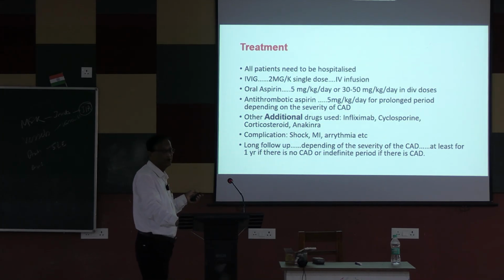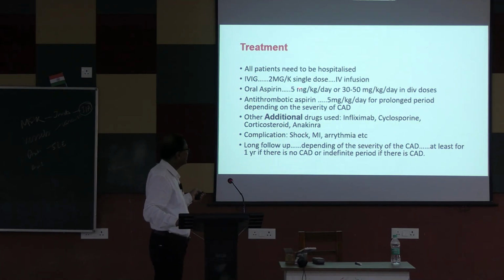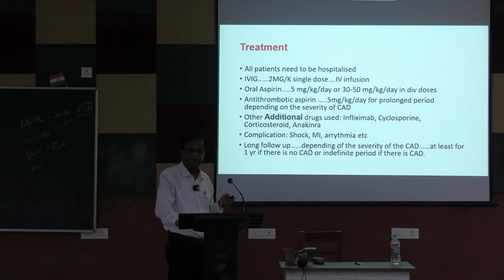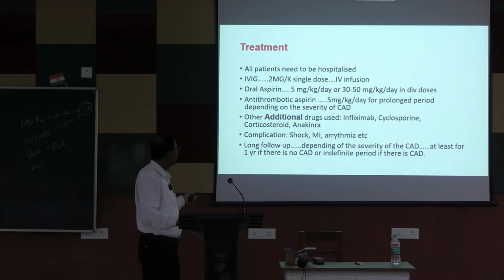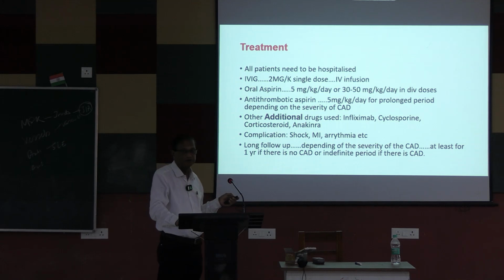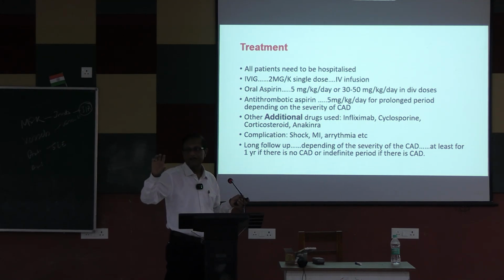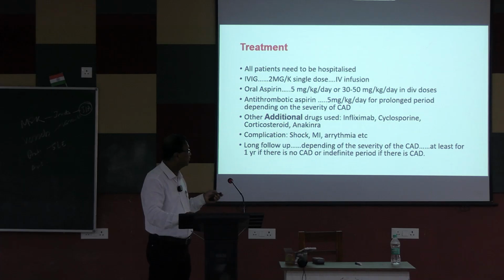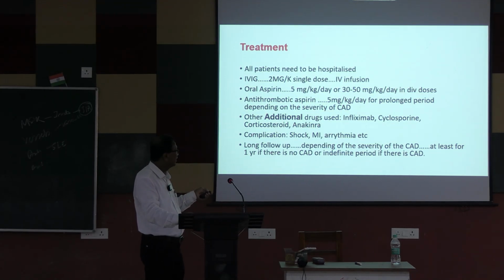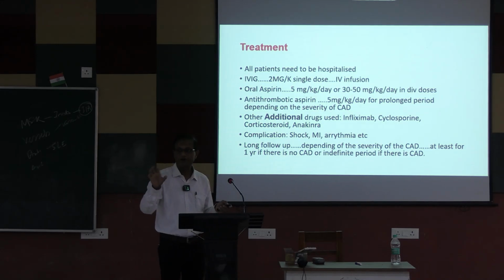Treatment: all patients need to be hospitalized, that is to be kept in mind. IVIG 2 gram per kg single dose IV infusion is the treatment of choice. Along with that, oral aspirin, there are two schools. One school uses 5 milligram per kg per day, another uses 30 to 50 milligram per kg in divided doses, till the fever subsides and thereafter CRP becomes normal. Then you again have to give an antithrombotic dose of aspirin. This is the anti-inflammatory dose of aspirin. This is the antithrombotic dose of aspirin, 5 milligram per kg for a prolonged period, depending on the severity of coronary artery disease.